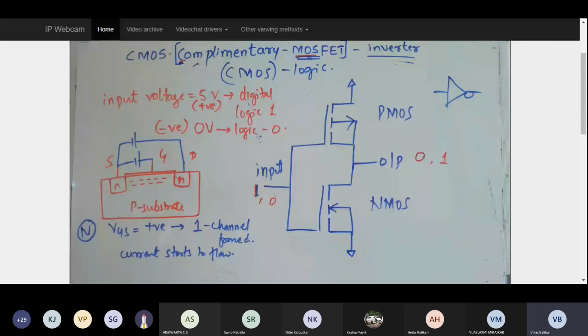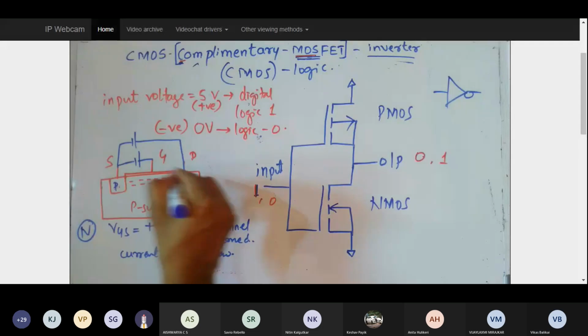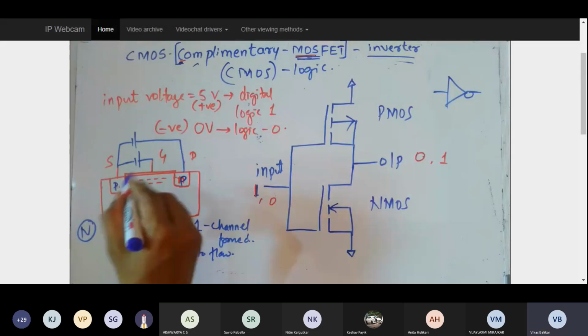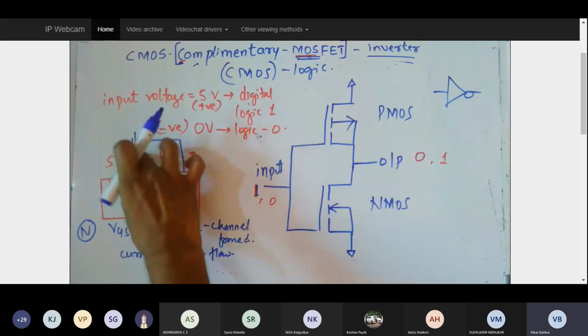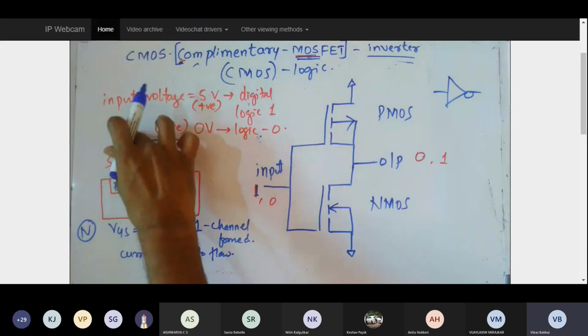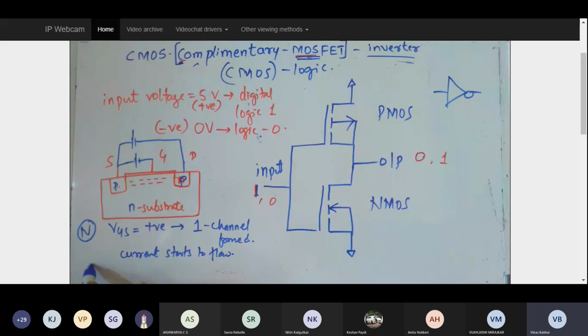If this is a PMOS, then what would be my VGS value? Negative. Negative, as simple as that. So for my PMOS, VGS should be negative. That means logic 0. If I apply logic 0, then only the channel is formed. So I just want to understand here when the channel is formed and when the channel is not formed. So if I try to summarize over here, can I write it this way?